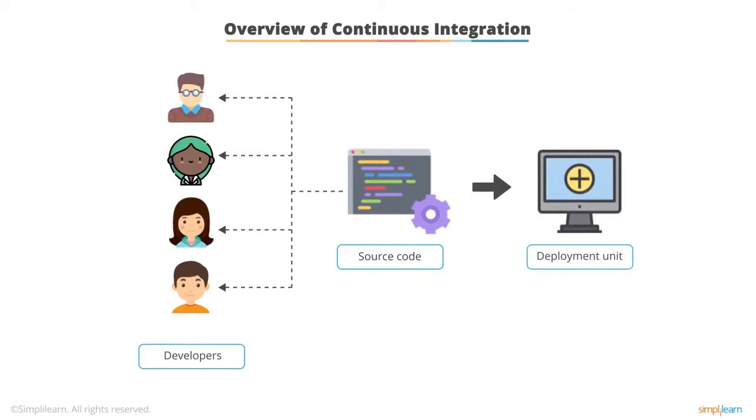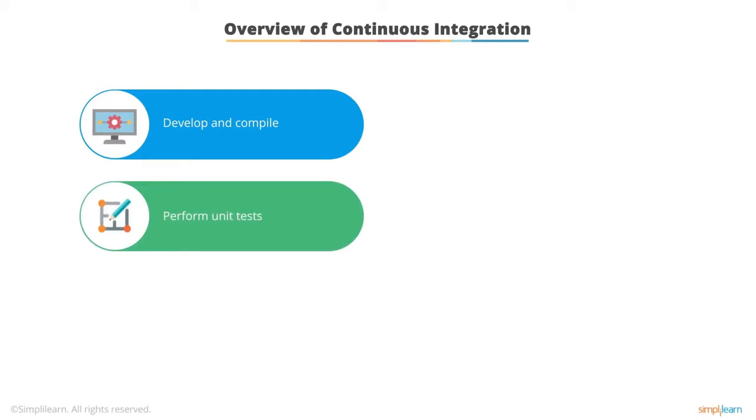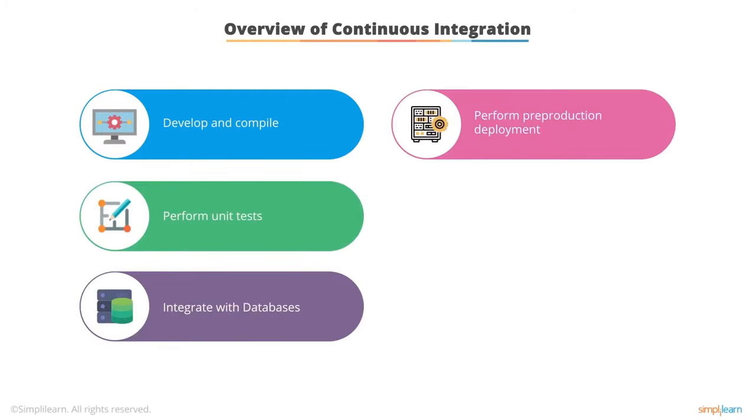Each integration event is verified by automated build and automated tests. There are many aspects to a continuous integration, also known as CI, process. These are develop and compile code, perform unit tests, integrate code with various types of databases, perform pre-production deployment activities, for example, moving code to various types of computing environments, such as testing and staging.